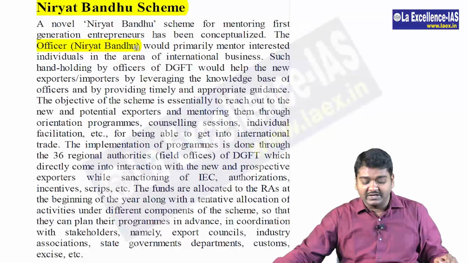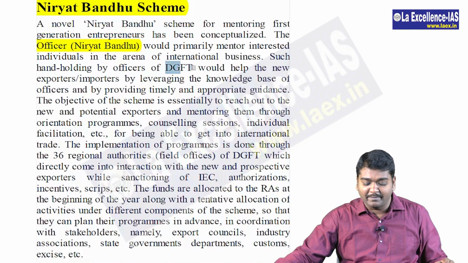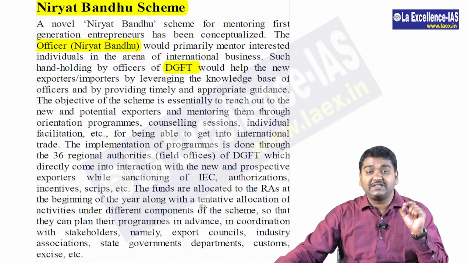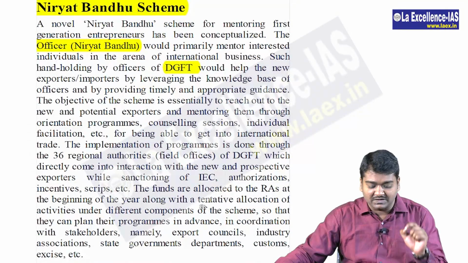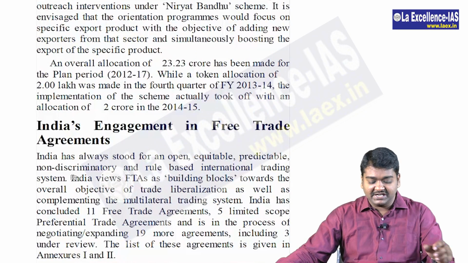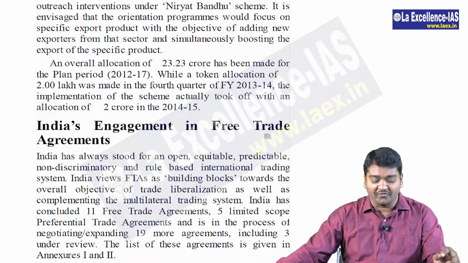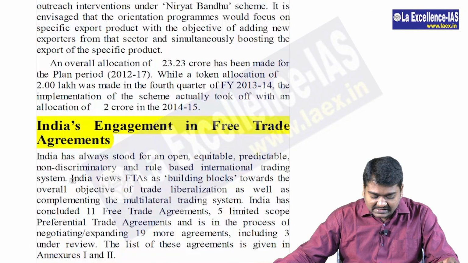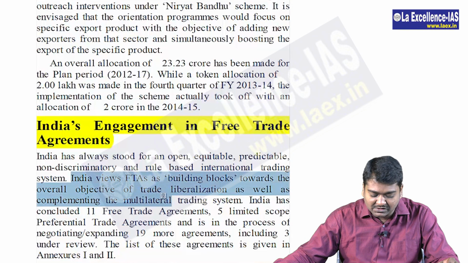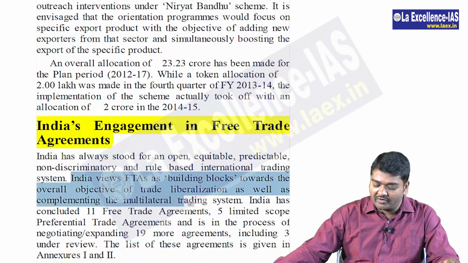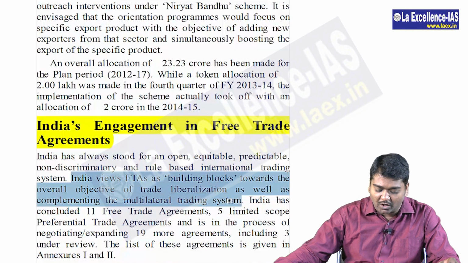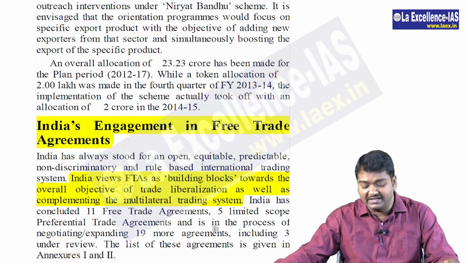So please know it is actually associated with the Department of GFT, right? So please guys, look into this once. Then on page 160 itself, you have India's engagement in free trade agreements. Within this is the statement where it says India views FTAs as building blocks towards the overall objective of trade liberalization as well as complementing the multilateral trading system.